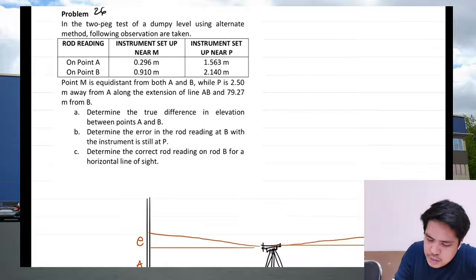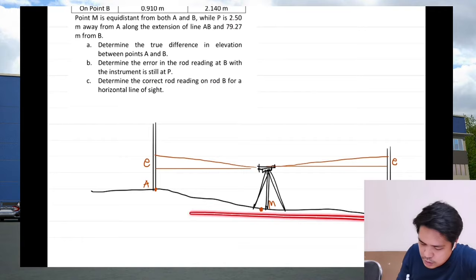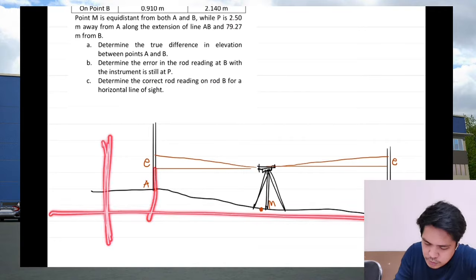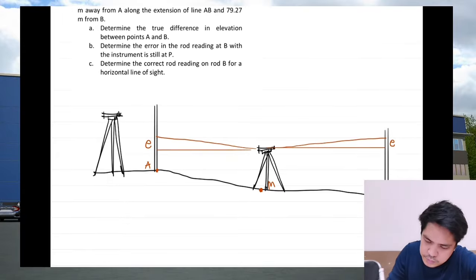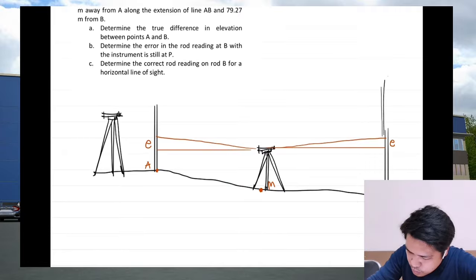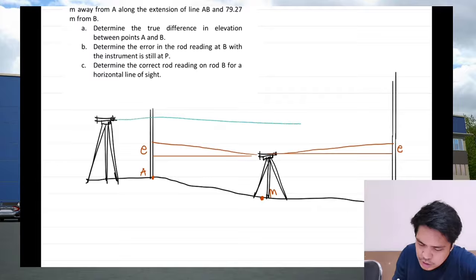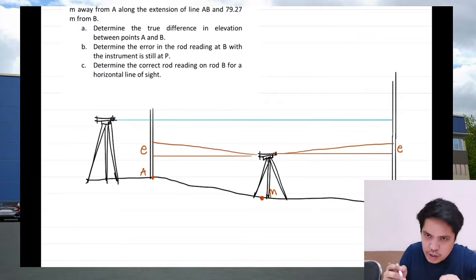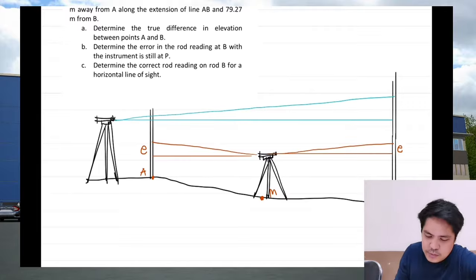Then, we have another setup at point P. And P is 2.5 meters from A along the extension of line AB. So, the extension of line AB is this. So, 2.5 from A. So, that means, taasan na lang natin yung instrument. So, let's say, nandito siya. Ay, pangit ng drawing. There. And let me extend this more. And, of course, ito yung magiging horizontal na level niya. Ito dapat ideally, yan. But because of the erroneous line of sight, mag-slant siya ng konti. So, ito na siya. Okay?